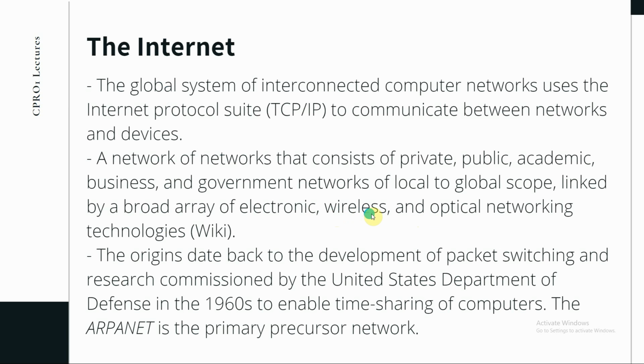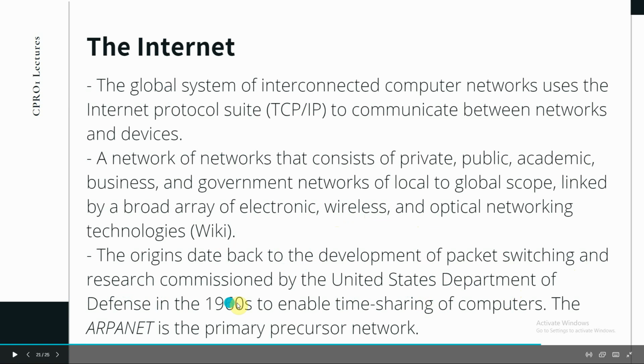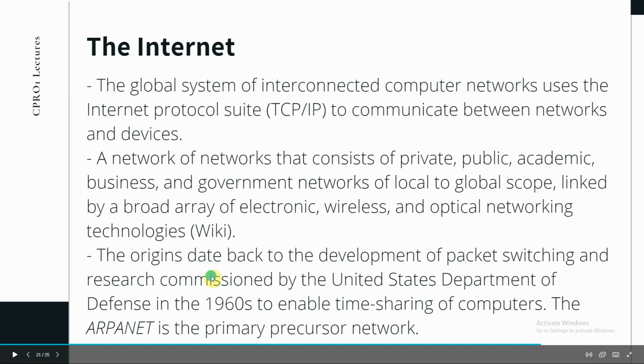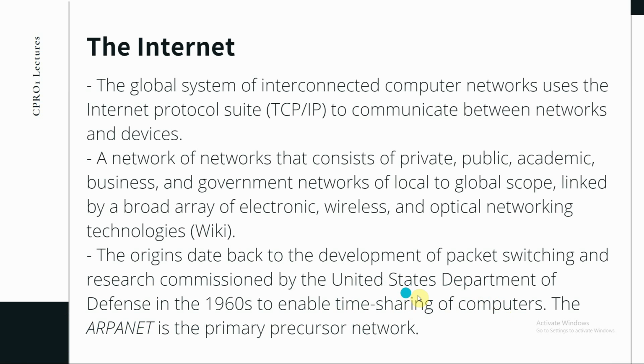And the internet is based, if you remember the setups of the early usage of computers, on the development of packet switching and research commissioned by the US Department of Defense. This was from the 1960s, developed to enable time sharing of computers. As a result, we have ARPANET as the core or primary precursor network, and it is basically the first computer network developed in history. By the need of the US Defense to time share their computers, they developed this network, and it became the core origin of the internet that we use today.